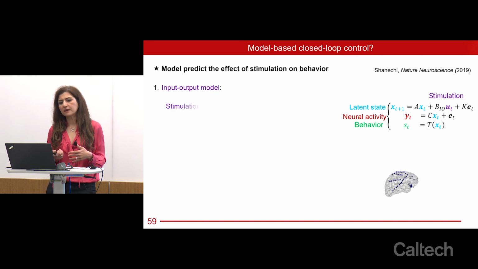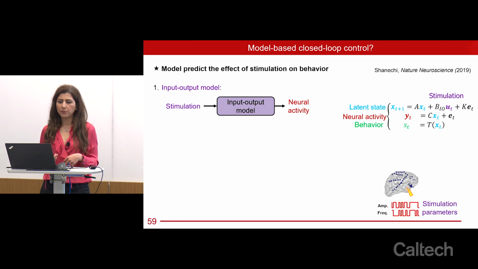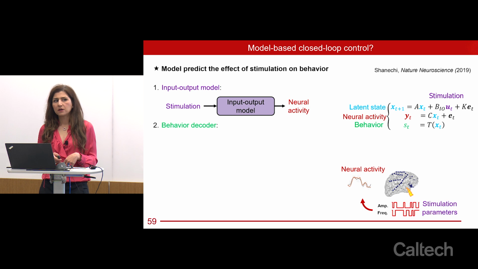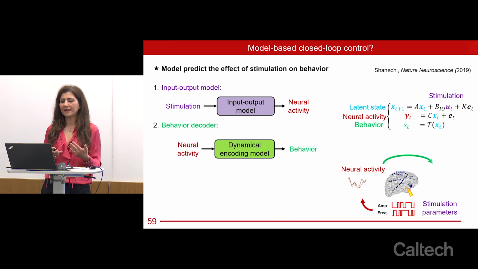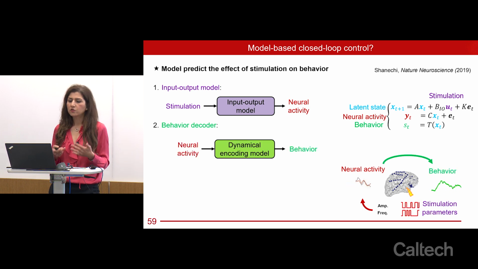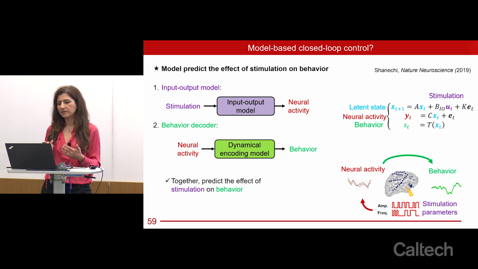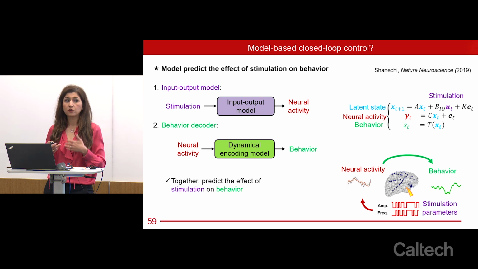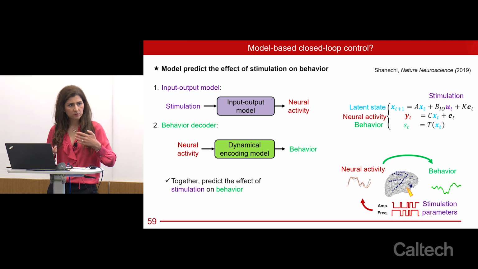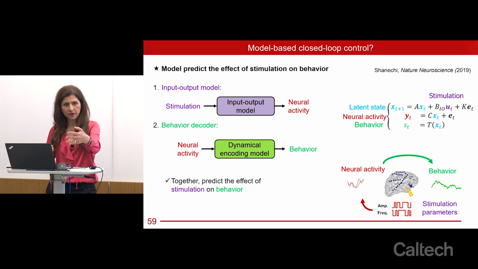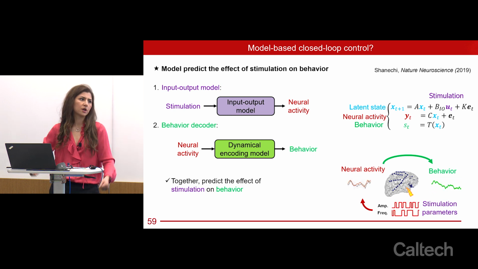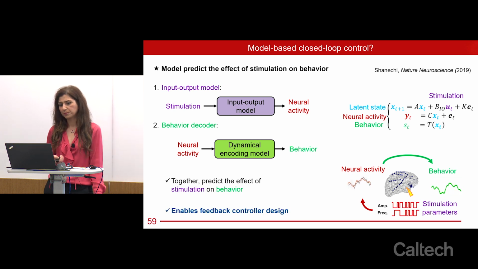So the idea here is that if you have an input-output model, you know how changing the stimulation changes neural activity. Now, if you have a decoder, you know how that activity changes behavior. So together, these models can tell you the effect of input on behavior through neural activity and allow you to build a feedback controller of behavior. So then you can run your feedback controller in real time, predict the effect of stimulation or perturbation, look at it. Do they match? If they match, you've causally validated your model.